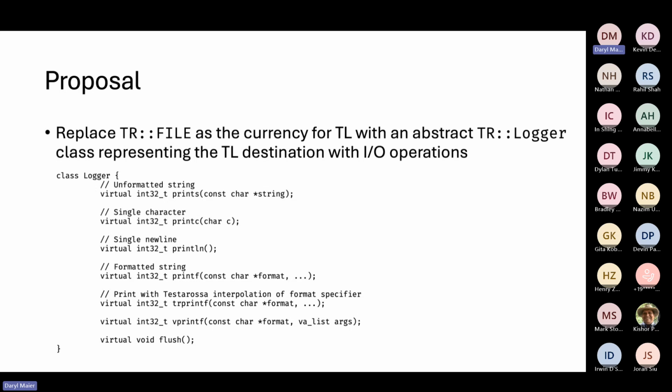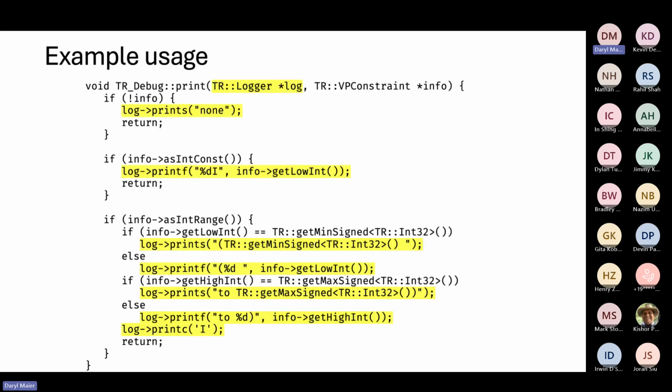So that's essentially what a minimal API would look like in a base class. And just to see how it would actually be used in practice here, you replace the file parameter in print for the VV constraints with a logger, and then you call the various functions throughout here for whatever you want. So as an example, print s, print f, I've got a print c down here as well. So just as you would expect.